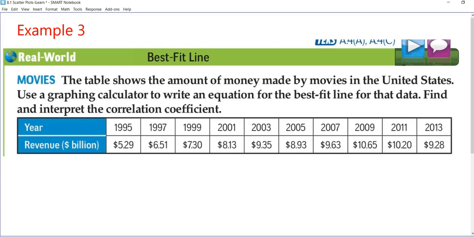For example 3, the table shows the amount of money made by movies in the United States. Using a graphing calculator, write an equation for the best fit line for the data, then find and interpret the correlation coefficient. The 2 sets of variables, or the bivariate data that we have, are years and revenue. And notice that revenue is in billions.